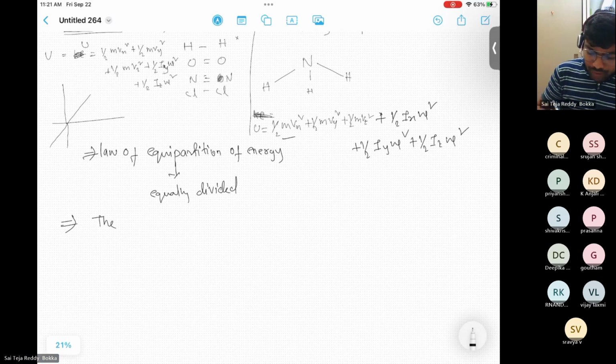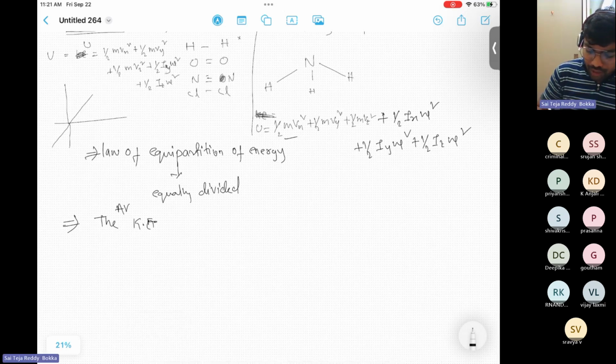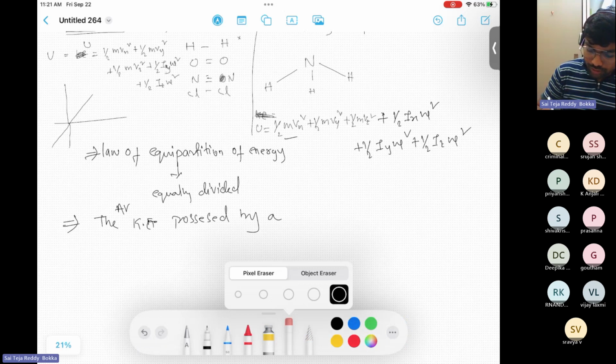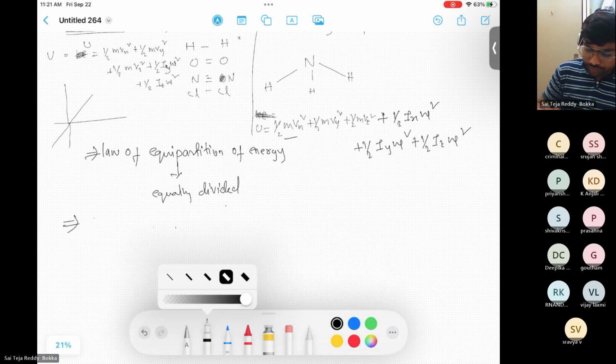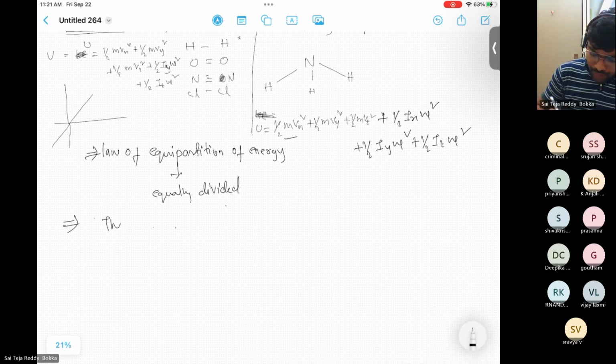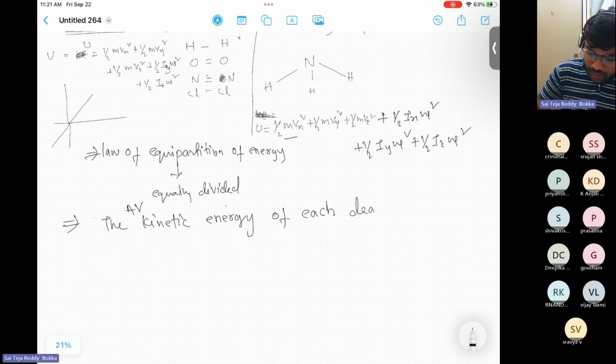They used to say that the average kinetic energy of each degree of freedom is associated with half kT.